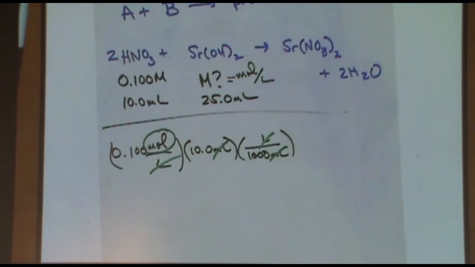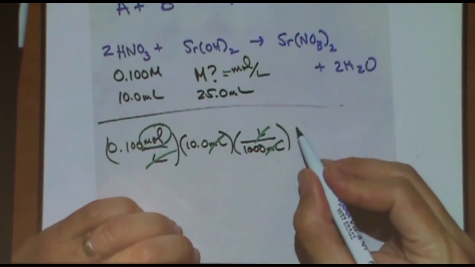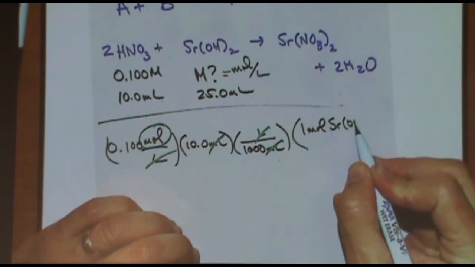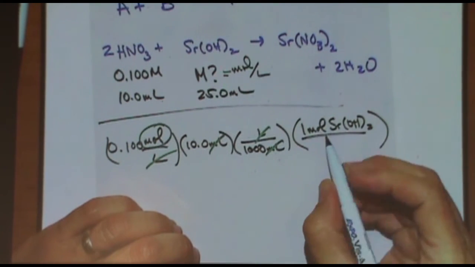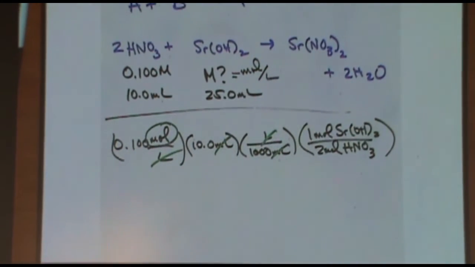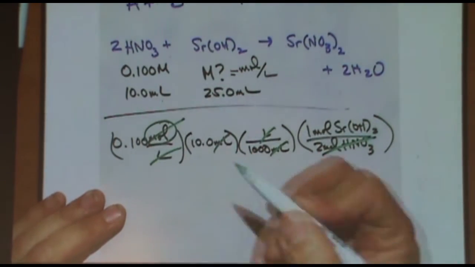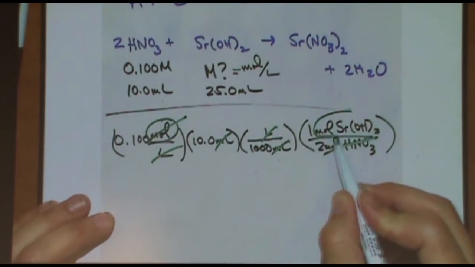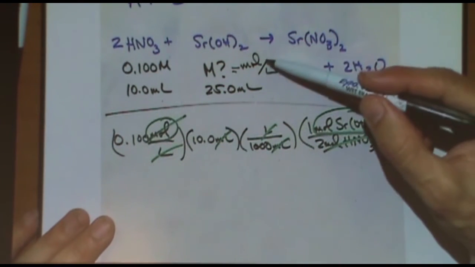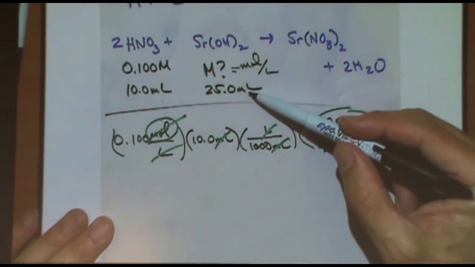Now I need to do a molar ratio to get to the place where I'm asked about, which is the strontium. There is 1 mole of strontium hydroxide for every 2 moles of HNO3. Okay, so now the moles of HNO3 cancel out, and I have moles now of the strontium hydroxide. Okay, remember I want moles per liter. I've got moles, I'm halfway there. I just need the volume, which is here on the bottom.